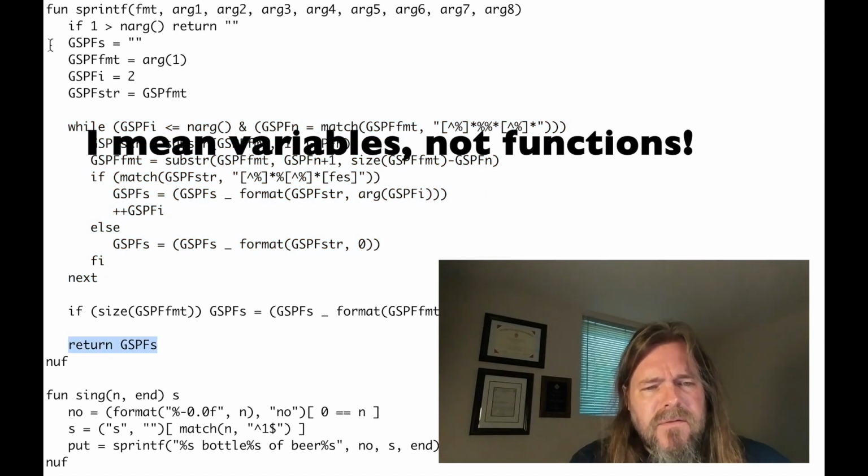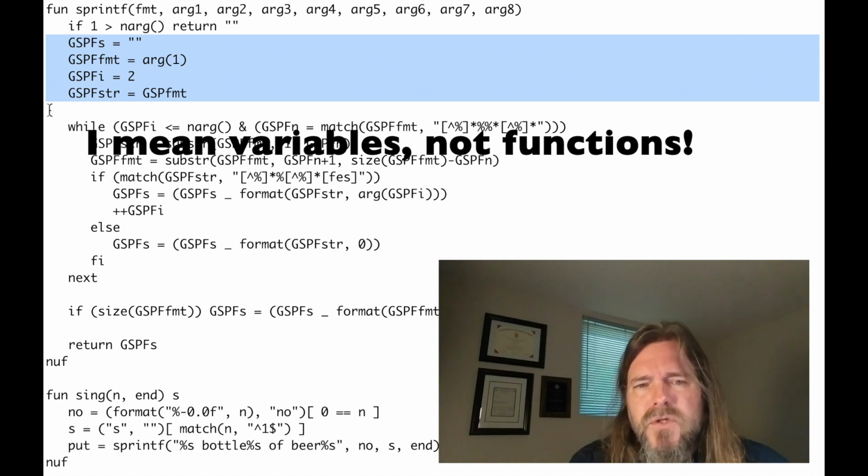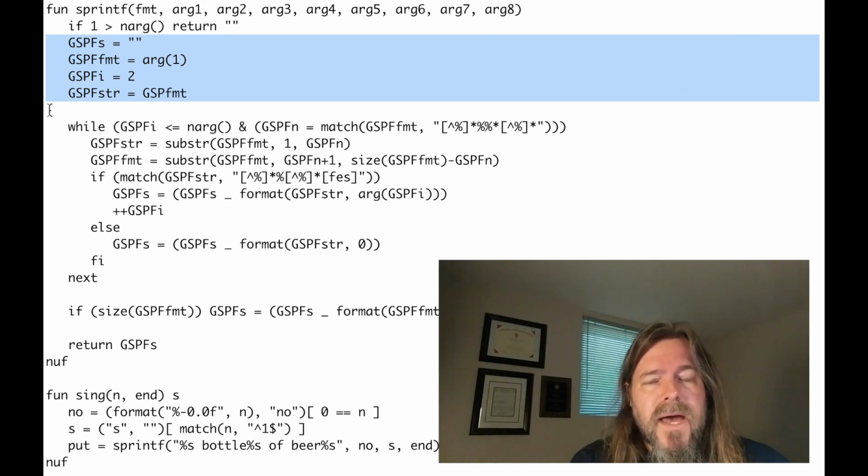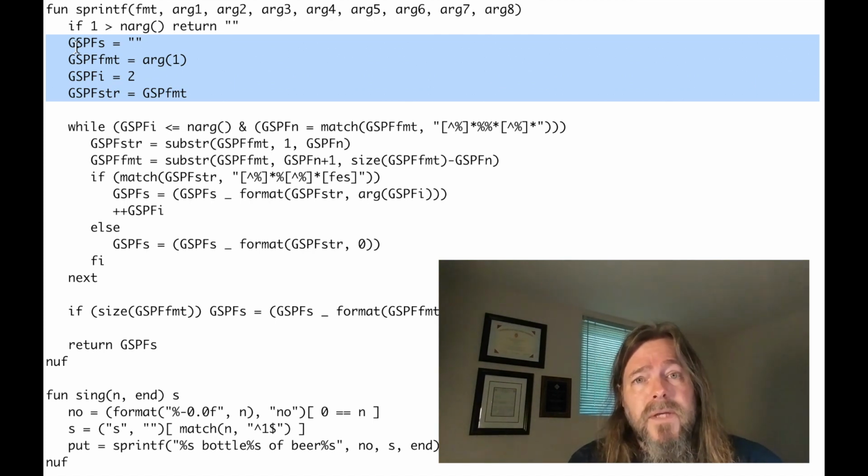Lastly, I've named these variables really weird names. Why did I call them GSPF? I called them that because these are global variables. These are not local variables of the function. And so I'm putting this GSPF, for global sprintf, prefix on the variable names to set them aside in the variable namespace so that other global variables won't collide with it. It's basically saying that this is a variable only used by sprintf.